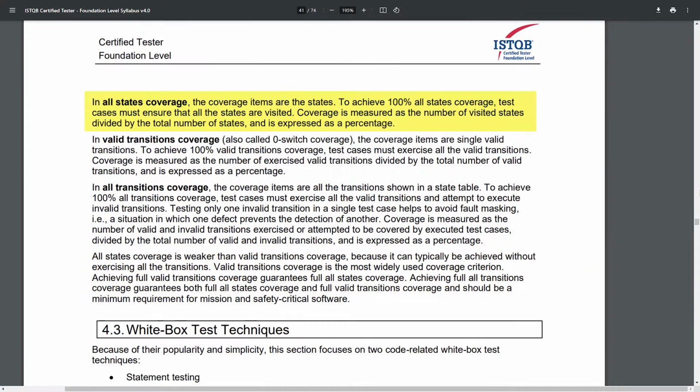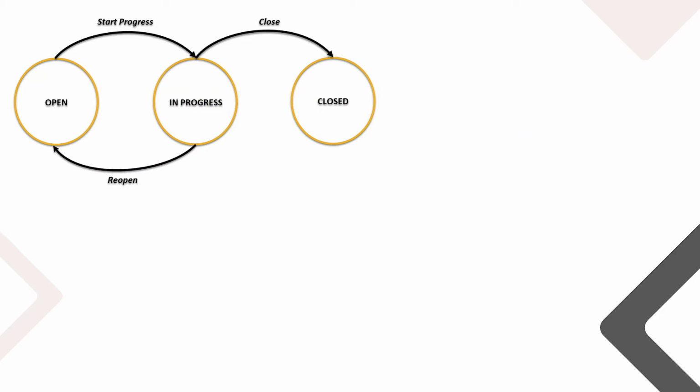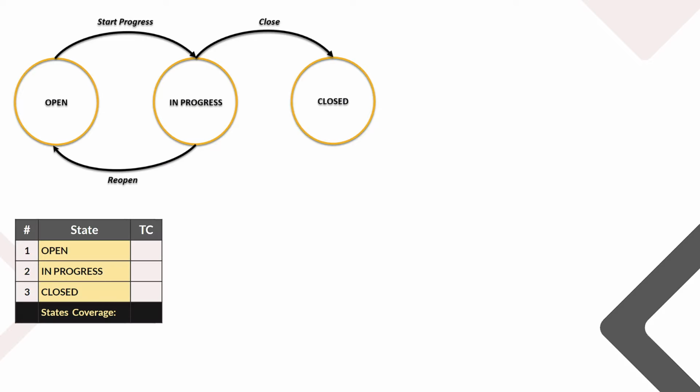It's all about the all states coverage. You can pause the video and read it several times, and we'll visualize it instead. In all states coverage, the covered items are the states. To achieve 100% all states coverage, test cases must ensure that all the states are visited. In our case, the states are marked with circles.